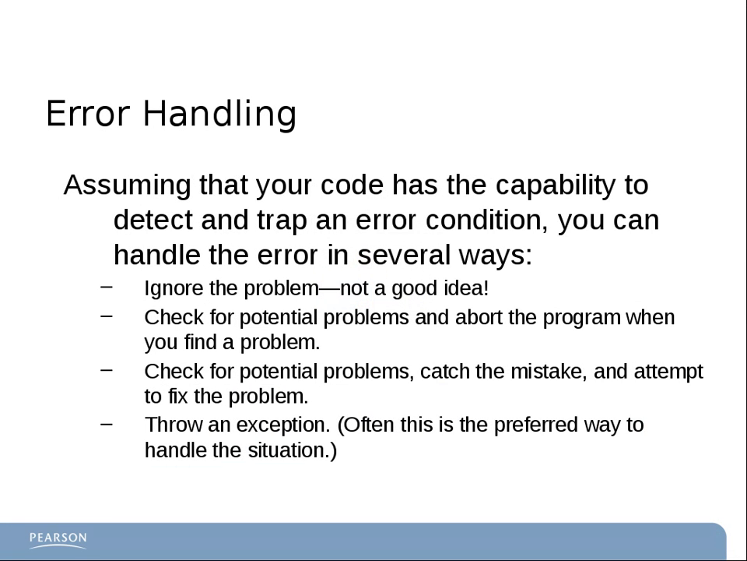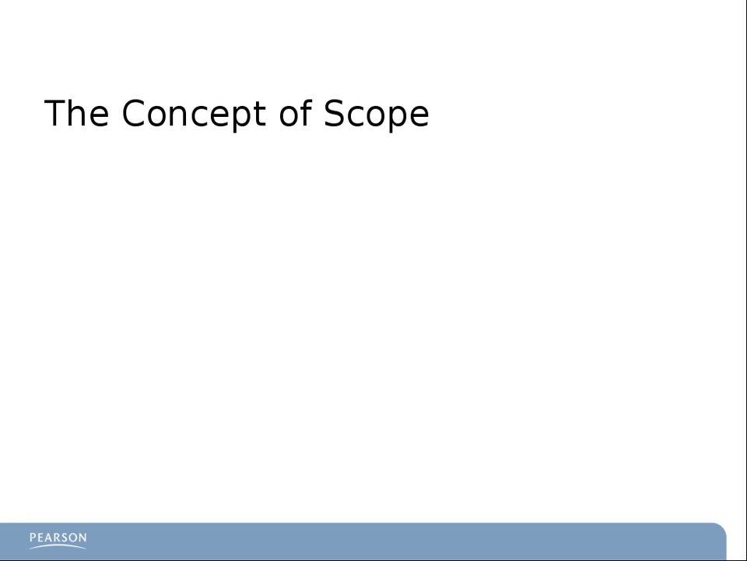Or throw an exception, and this is actually the preferred Java way of doing it. Throw an exception. It's beyond the scope right now, so we're not going to do it. And that should concept of scope.